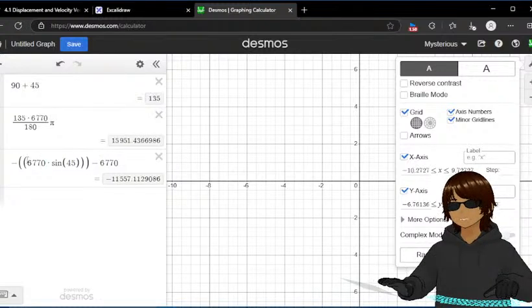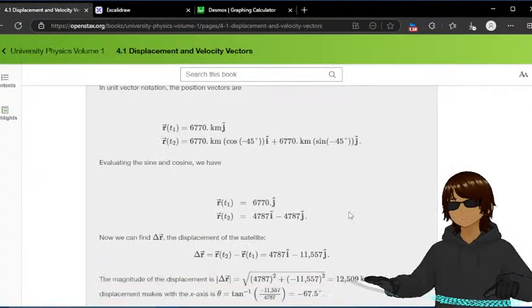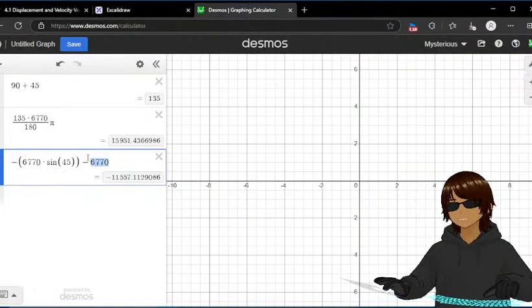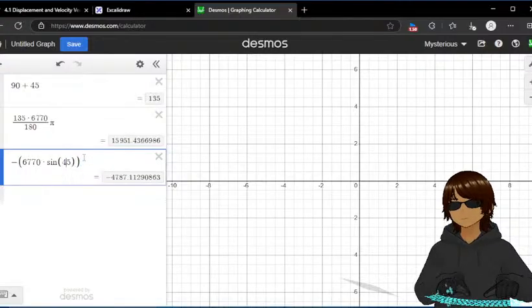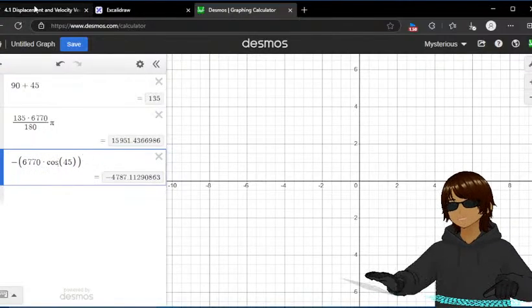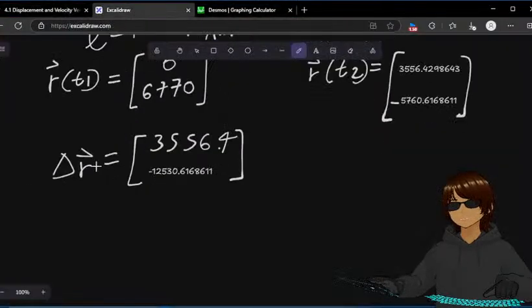Okay, this makes more sense. So we have minus 11,557. Yep. And then if it was cos, minus 4787. All right, all of this was wrong.